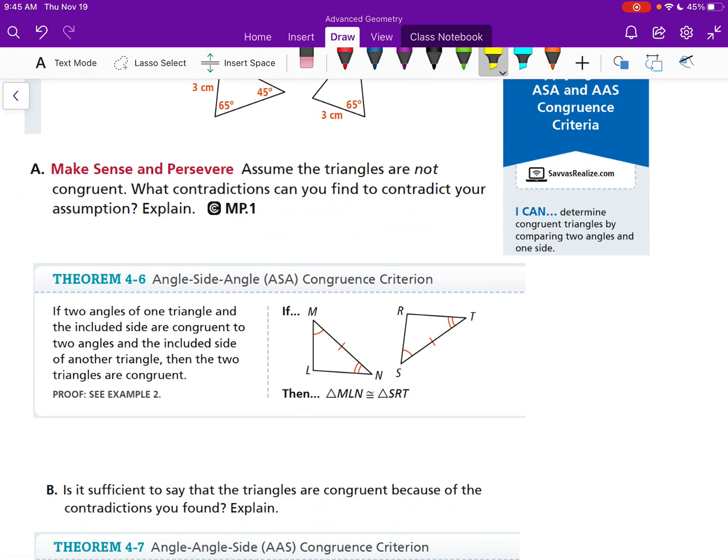The first one is angle, side, angle. That essentially is the opposite of side, angle, side, but the same principle. If you have two angles that you know are congruent, and their included side, so now the side in between the two angles, then the triangles must be congruent. That is an angle, a side, and an angle. If we know those things, triangles are congruent.